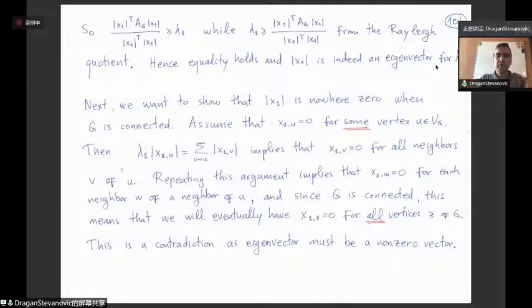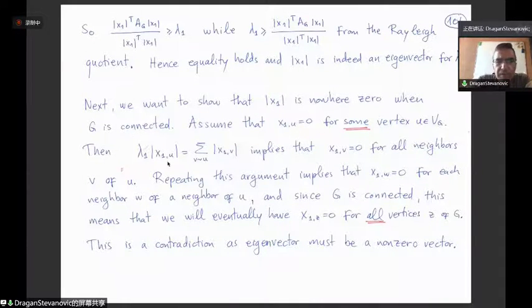Our next step is to show that this eigenvector is nowhere zero, so it does not have any zero entry when the graph is connected. Now, this connectivity is where we use the fact that we have a walk from a particular vertex to all the other vertices. So what will happen is that if x1u is equal to 0 for some vertex, we will actually obtain that it must be equal to 0 for all the vertices. So this equality to 0 will spread from this vertex u to all others.